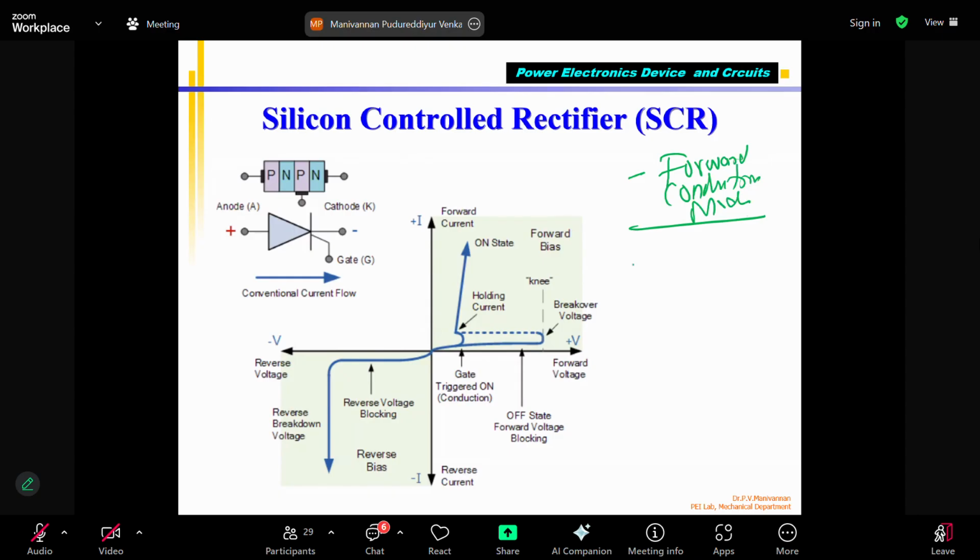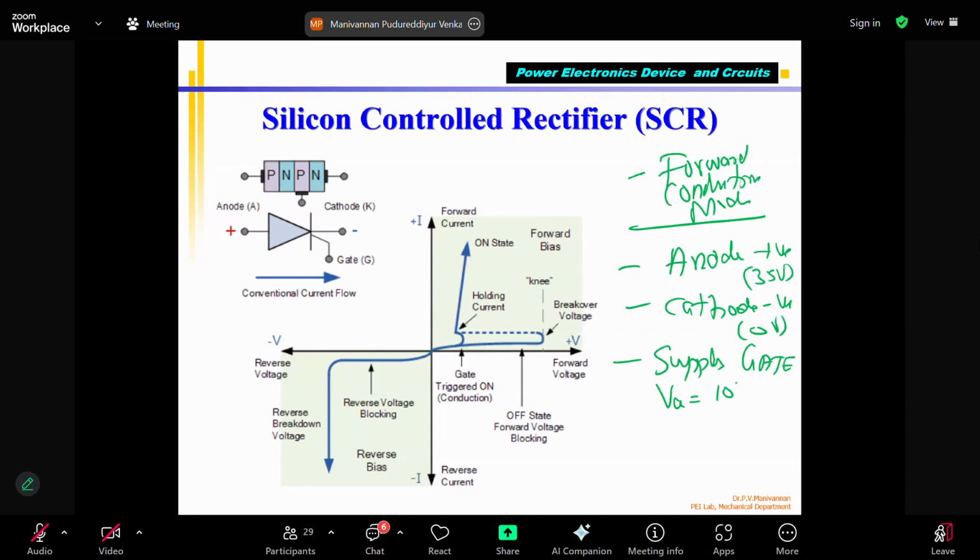In forward conduction mode, the anode is positive again, for example, 35 volts. The cathode is negative, that is 0 volts. And what we are doing in this case is supplying the gate terminal with VG, a positive voltage, for example, 10 volts. That means IG will flow.